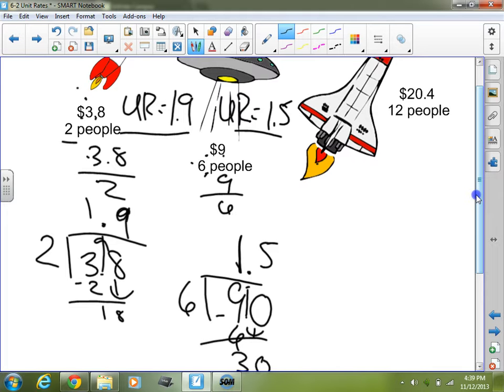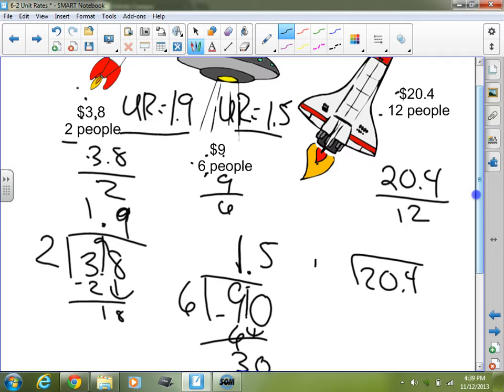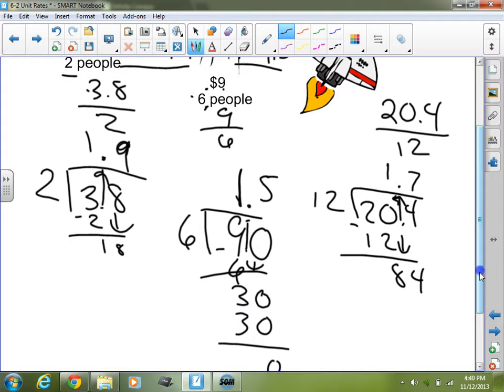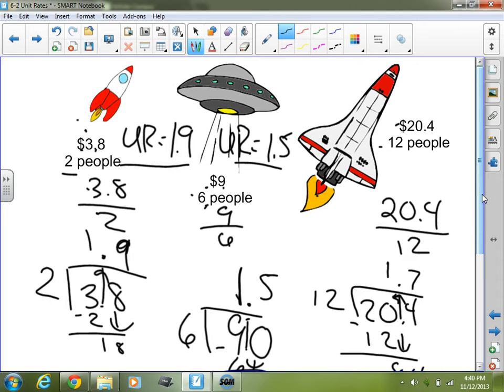Let's check this last one then to see if it works. So, $20.4 million, and it holds 12 people. So, write my fraction out. And now I'm going to solve. It's going to go in 1 time, 8, 4, so bring my decimal up. It's going to go in 7 times, and bam. So therefore, my unit rate in this one is 1.7, or $1.7 million.